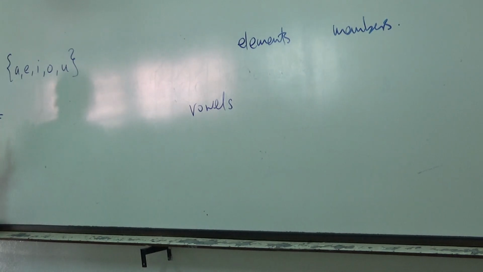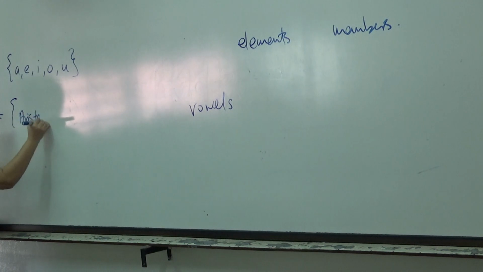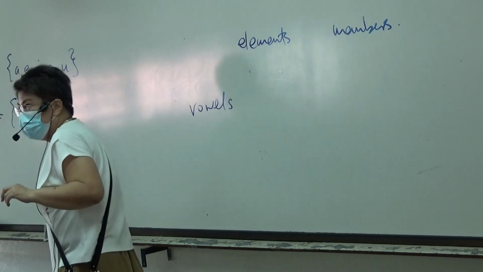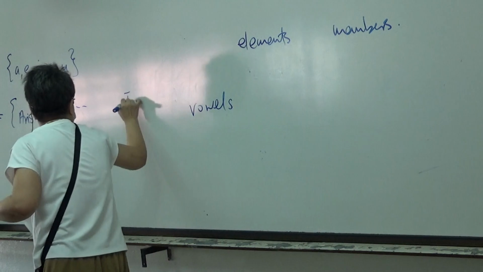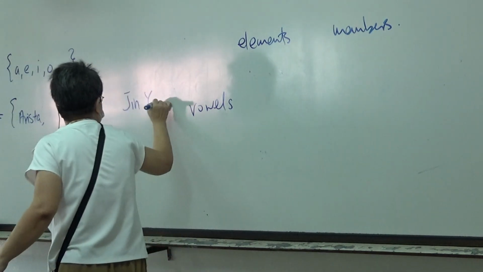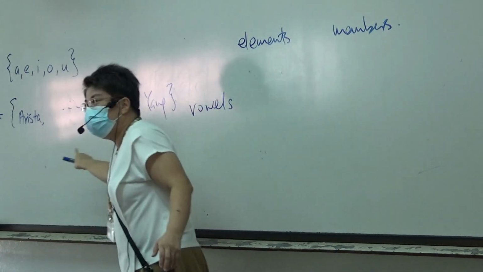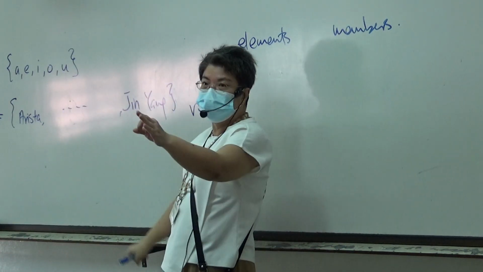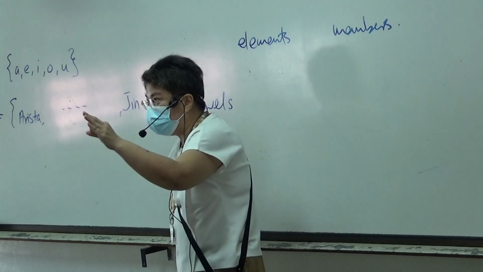Understand? Now, for example, if I define set B as the students in 403, then, of course, I will start with the first name, all the way until the last one, Jingyang. So I will have how many elements here? 32. Do you understand?